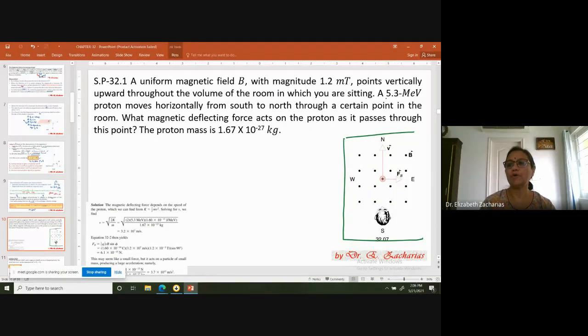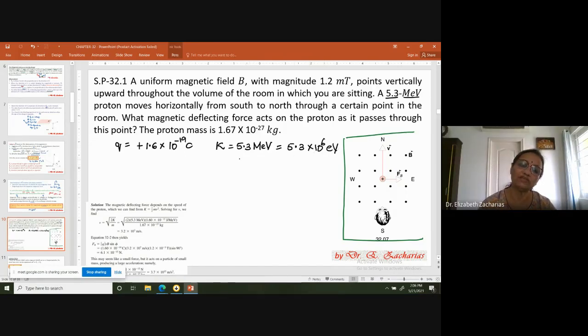A 5.3 mega electron volt proton. So Q is how much? Plus 1.6 into 10 to the power of minus 19 coulomb. A proton which has an energy of 5.3 mega electron volt. What is mega? 5.3 into 10 to the power of 6 electron volt.